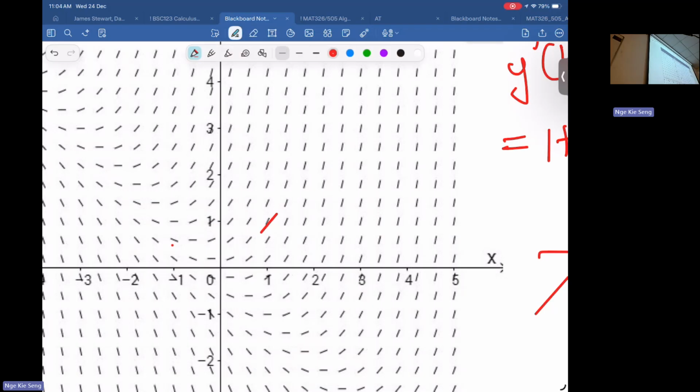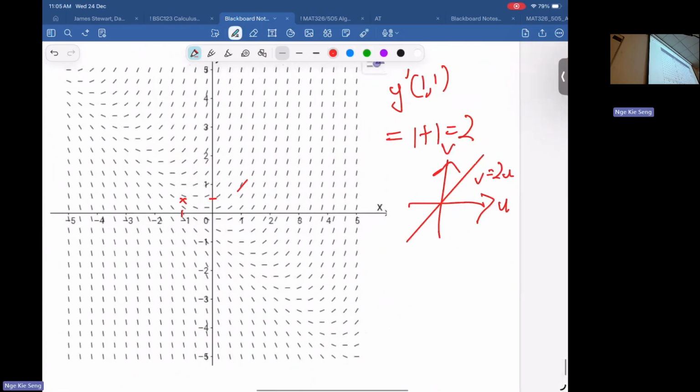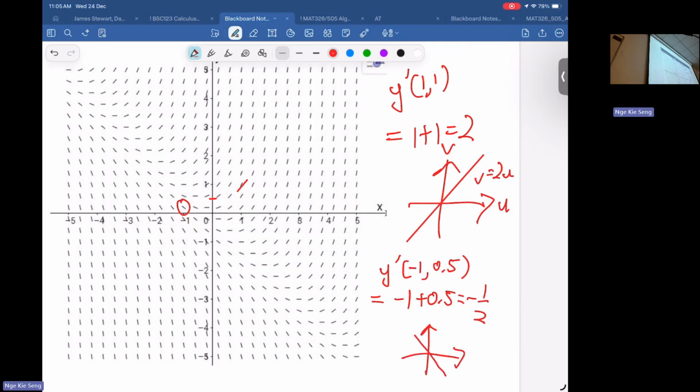Can you roughly guess what the point here is? Maybe it's (-1, 0.5). Let's try y prime of (-1, 0.5). Is it negative or not? Negative plus 0.5, what do you get? Negative half. So that's why the direction of this curve here is coming from the second quadrant to the fourth quadrant. It's this direction. Okay, negative gradient. Make sense?